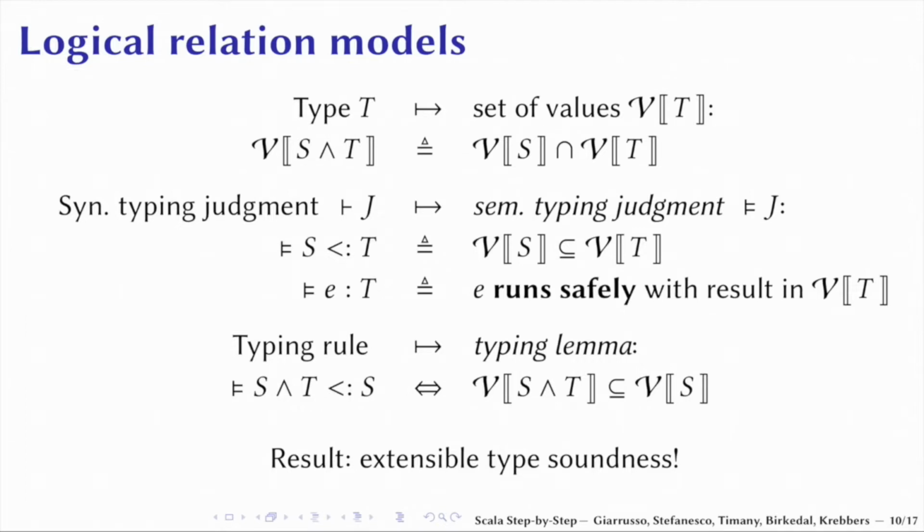Then we map each typing rule to a typing lemma about semantic typing judgments that we must prove. For instance, type S and T is a subtype of type S because V of S and T is a subset of V of S. We now have a type soundness proof that is extensible. Proving new typing lemmas cannot invalidate old ones because each lemma is proved independently.